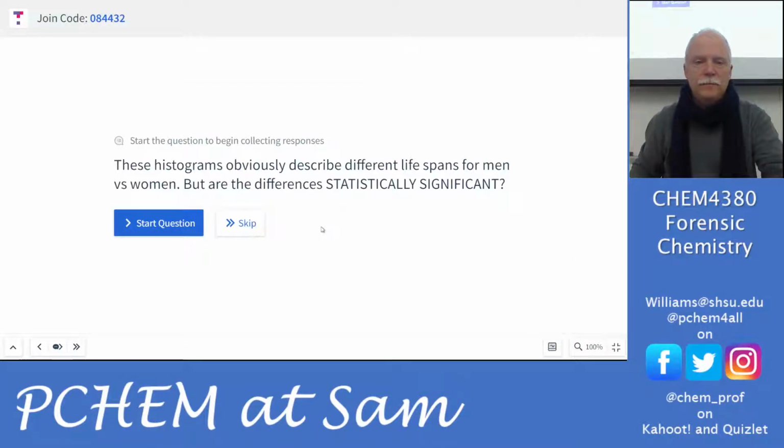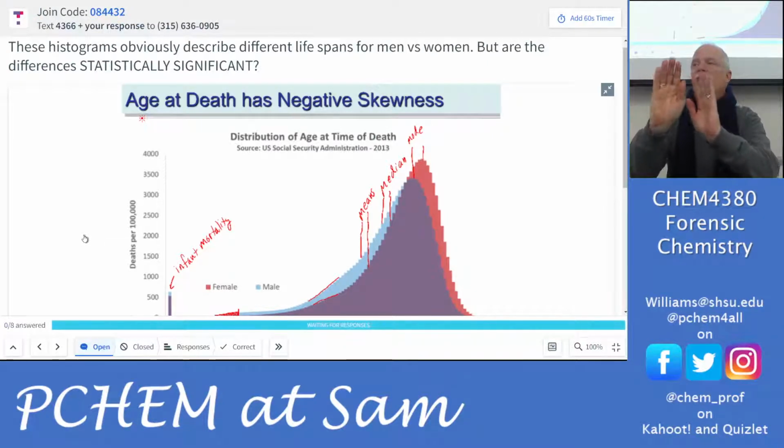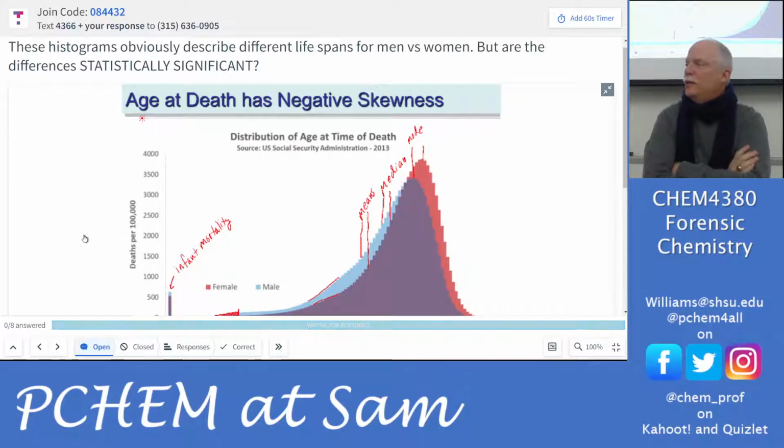Okay. Now, these histograms obviously describe different lifespans for men versus women. But are these differences statistically significant? You see a difference. The red and the blue curves are different. The populations are different. But are they statistically significant?